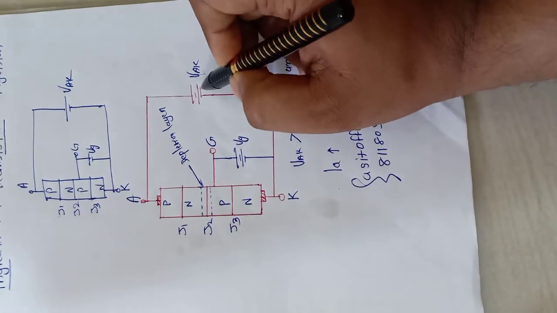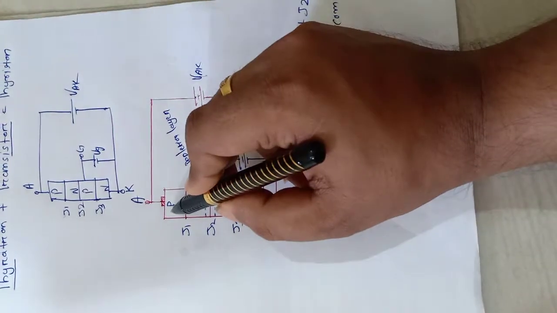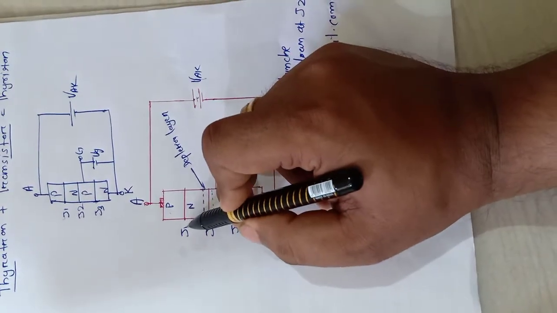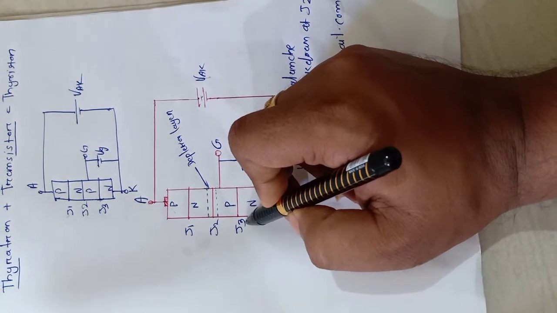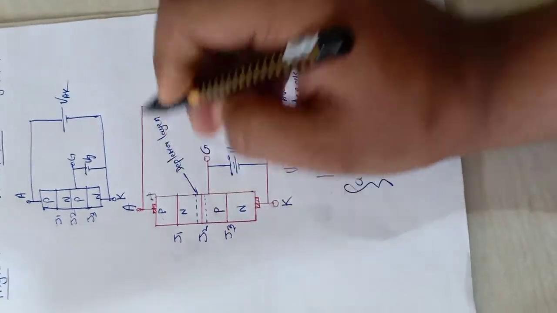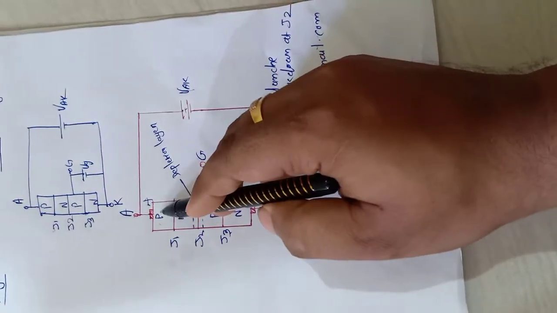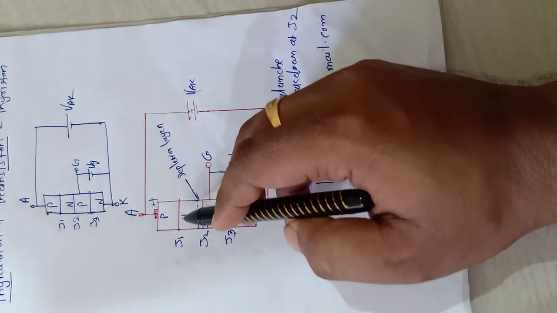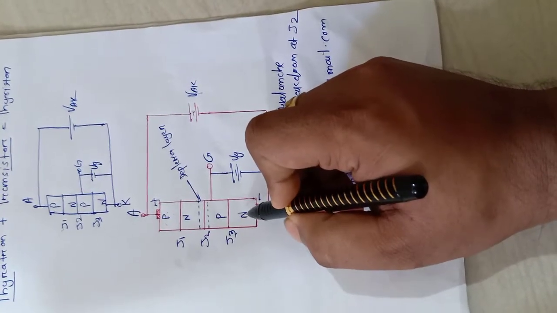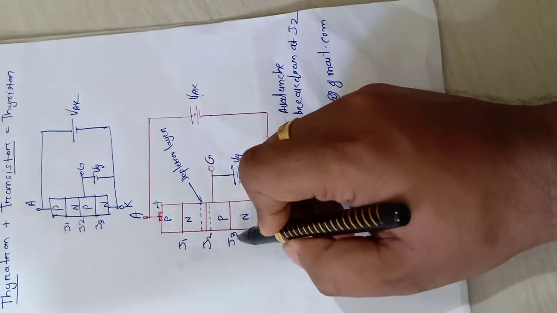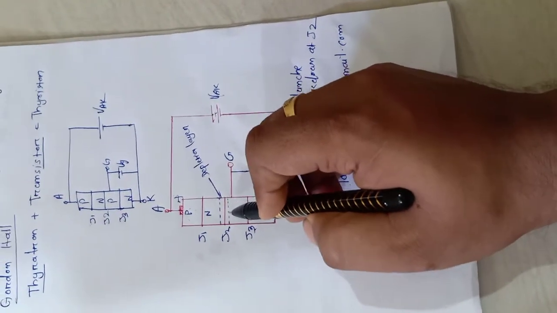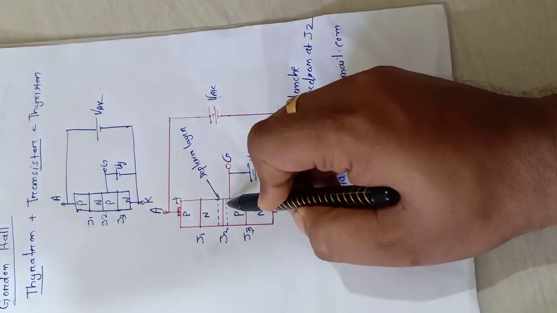So when our battery positive is connected to the anode and battery negative is connected to the cathode, then junctions J1 and J3 will be forward biased and J2 will be reverse biased, because here is positive, here we have negative. Positive is connected to P, so J1 is forward biased, and negative is connected to the N type of material, so J3 is forward biased but J2 is reverse biased. According to the concepts of PN junction diode, a depletion layer will be formed over here.